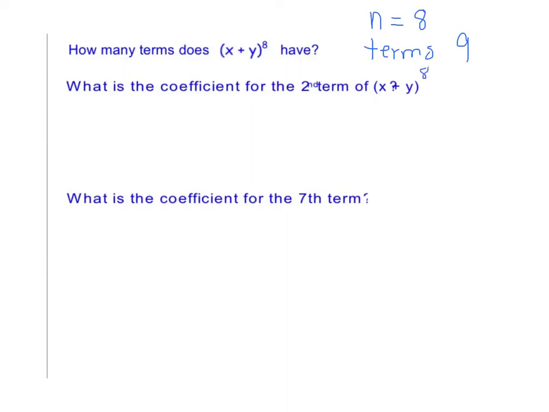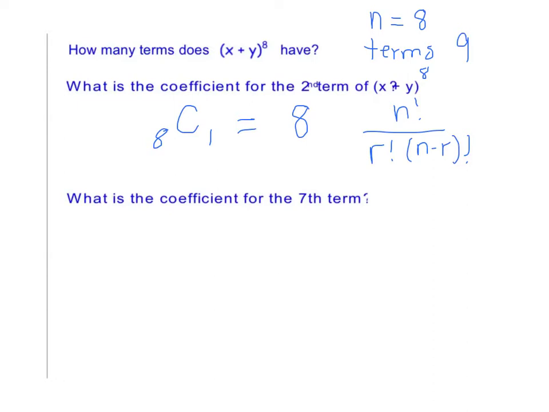So if the term says second, what I want, the coefficient, is the combination of 8 objects. The second term will be 1, taken 1 at a time. The second term of x plus y to the 8th is 8. Remember that it's n factorial over r factorial, n minus r factorial, unless you just happen to know the pattern.